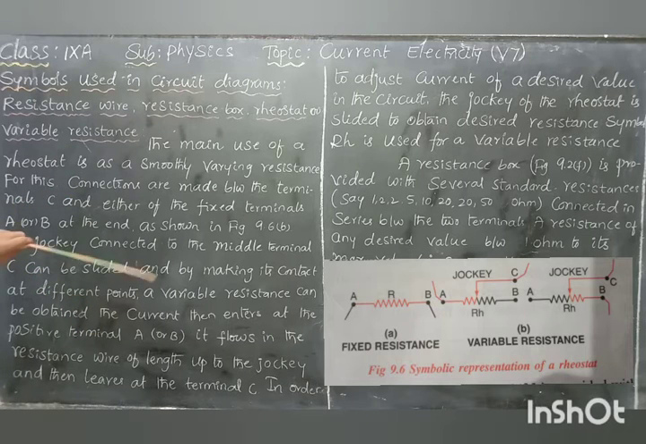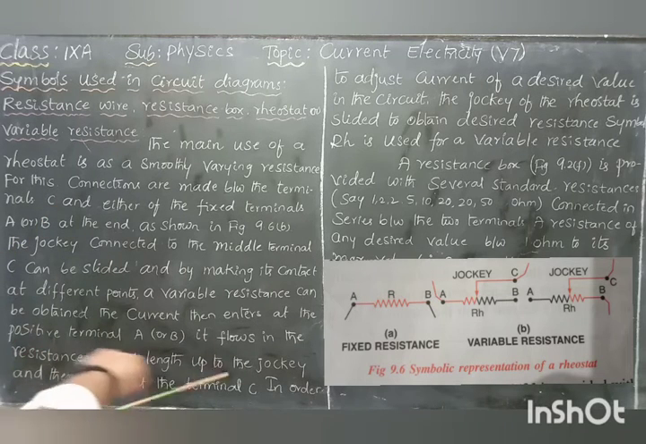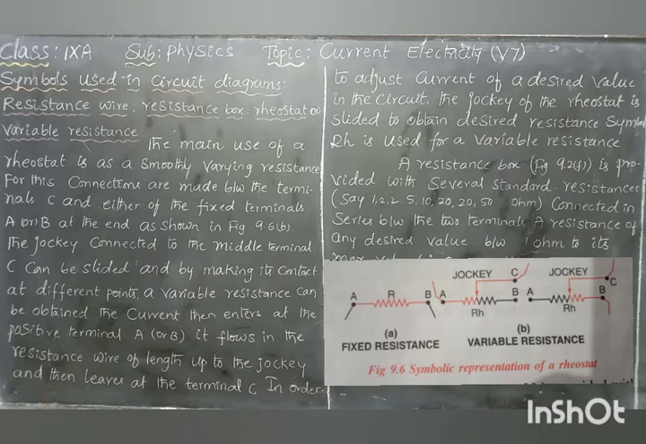For this, connections are made between the terminals C and either of the fixed terminals A or B. You can take A or B as fixed terminals, but C is sliding with the help of the jockey, so that you can vary the resistance of the corresponding wire. With the help of that, when it is present in a circuit, you can change the current. Because of that, the rheostat is a current controlled device.